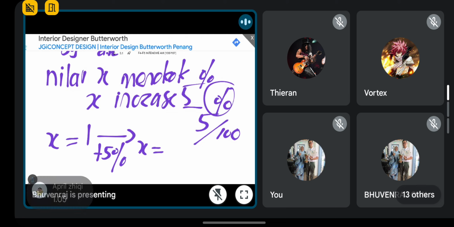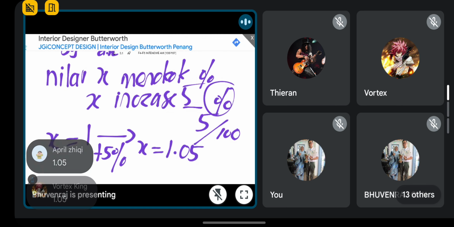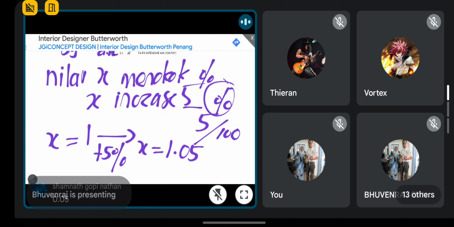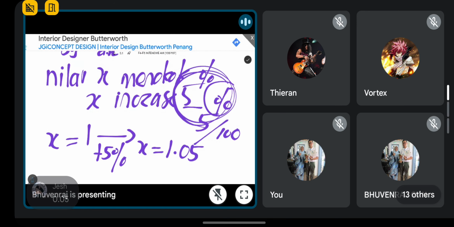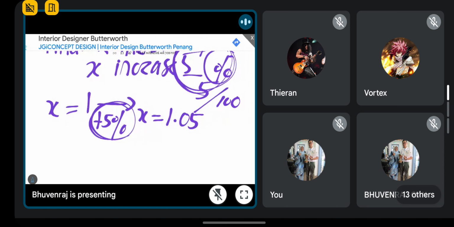If I plus 5%. Very good, 1.05. So what is the delta x here guys? Apa nilai delta x? Yes, very good. Basically, your 5% becomes your delta x. Okay, correct. The change. This is the change, perubahan. Okay, so that's all you need to know about this percentage. So usually, if they ask the percentage change in the x, usually we will use this formula.